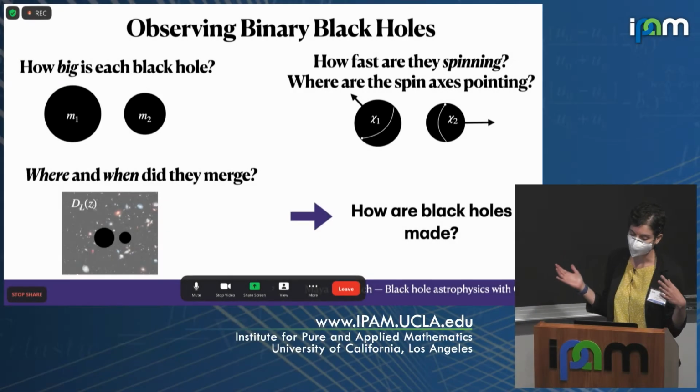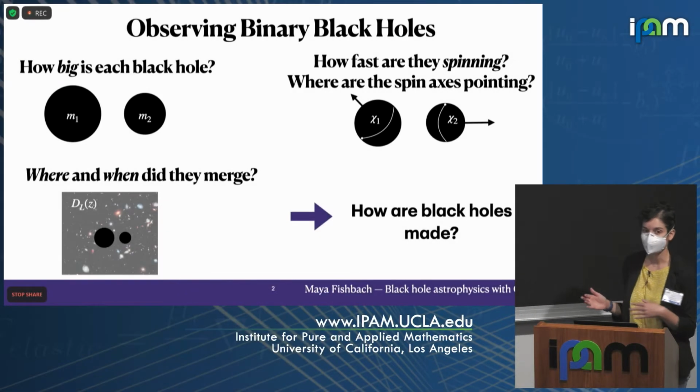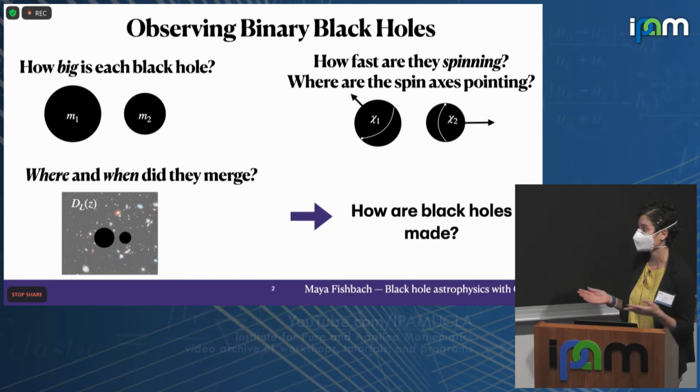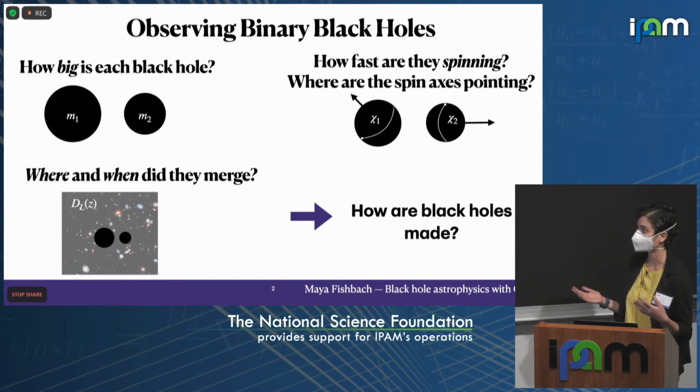I'll be focusing on binary black holes in this talk, although I will say neutron stars a couple of times. But for black holes, they're very simple. When we observe binary black holes, we pretty much just learn about their masses. So how big is each black hole?